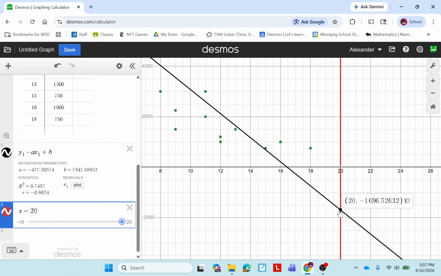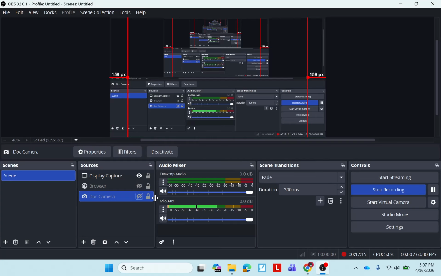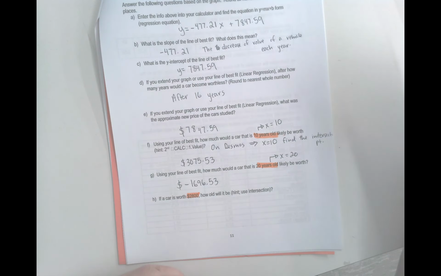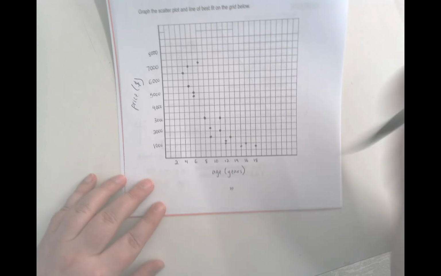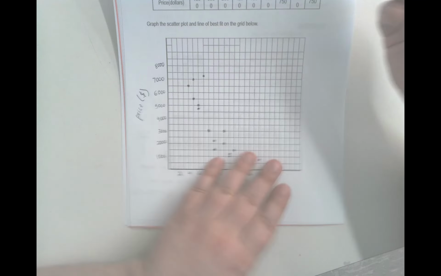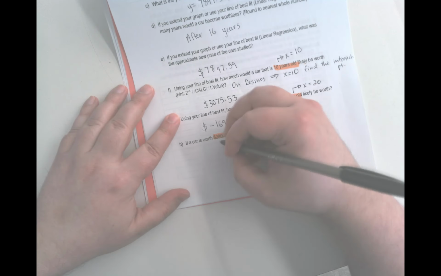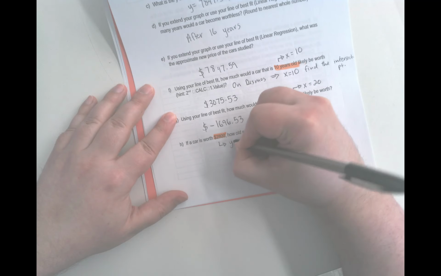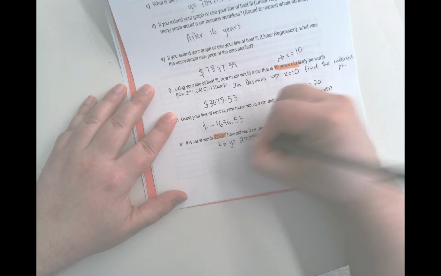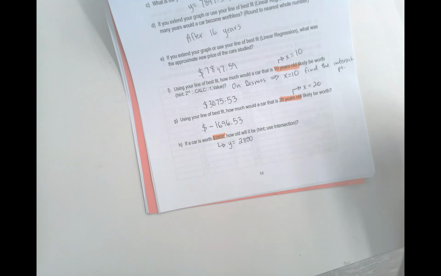Okay, and then part H says, if a car is worth $2,800, what is the age going to be? So now we are talking about the value of our cars. And when we are given a value for our cars, value or the price is my y-axis. So what we are going to do is plug in y is equal to 2,800. And we're going to, again, find the point where they intersect, which is going to tell us the x value, or how old the car is.